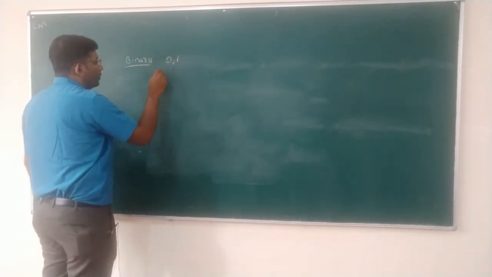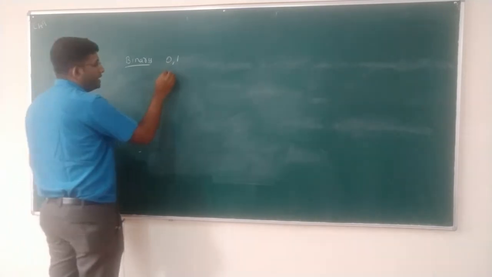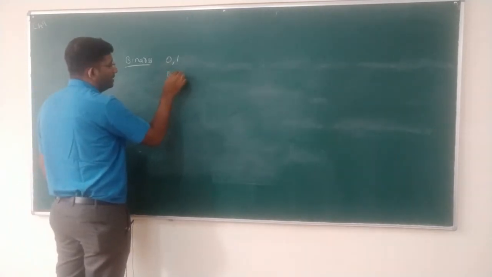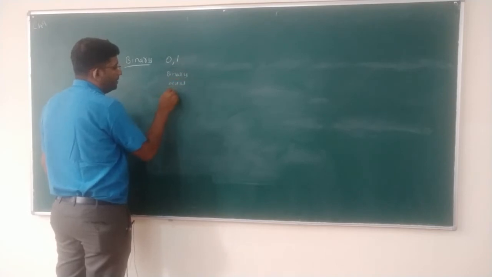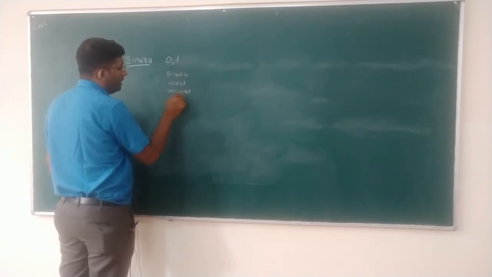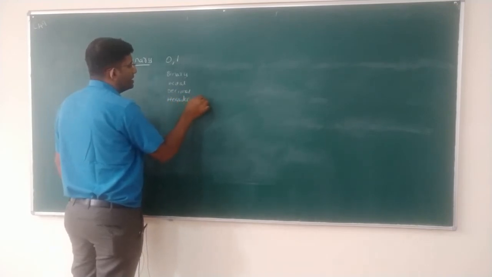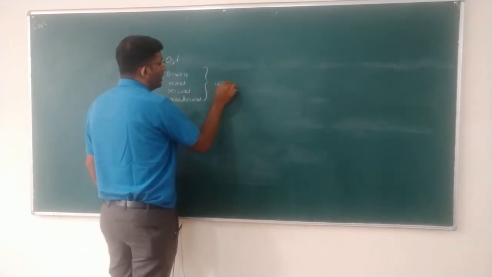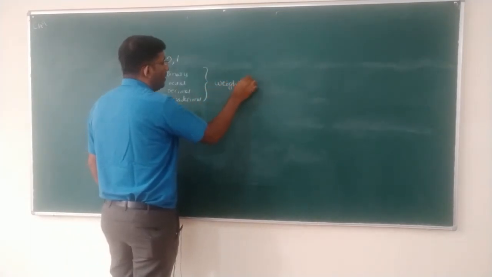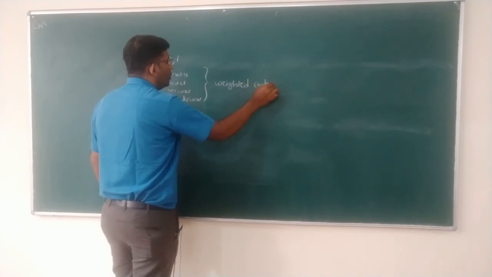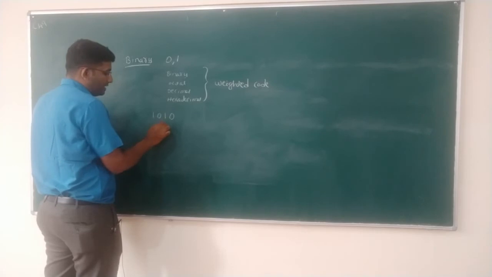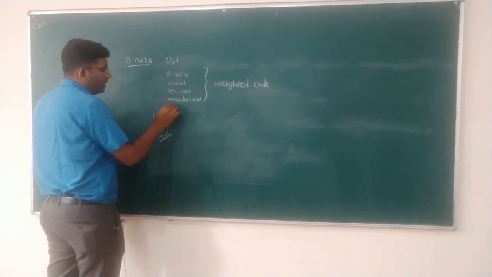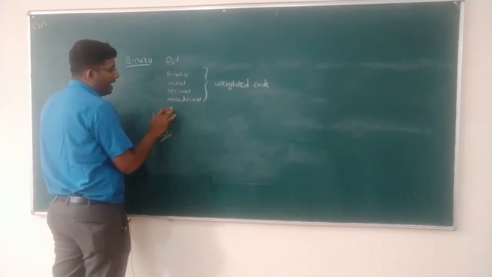In that we are going to use various number systems, that is binary, octal, decimal and hexadecimal number systems. All these number systems will be considered as a weighted code, because each position is having a weight for its own position. If I am writing 1010, it will be treated as 10 in decimal, because each position will be having a value.